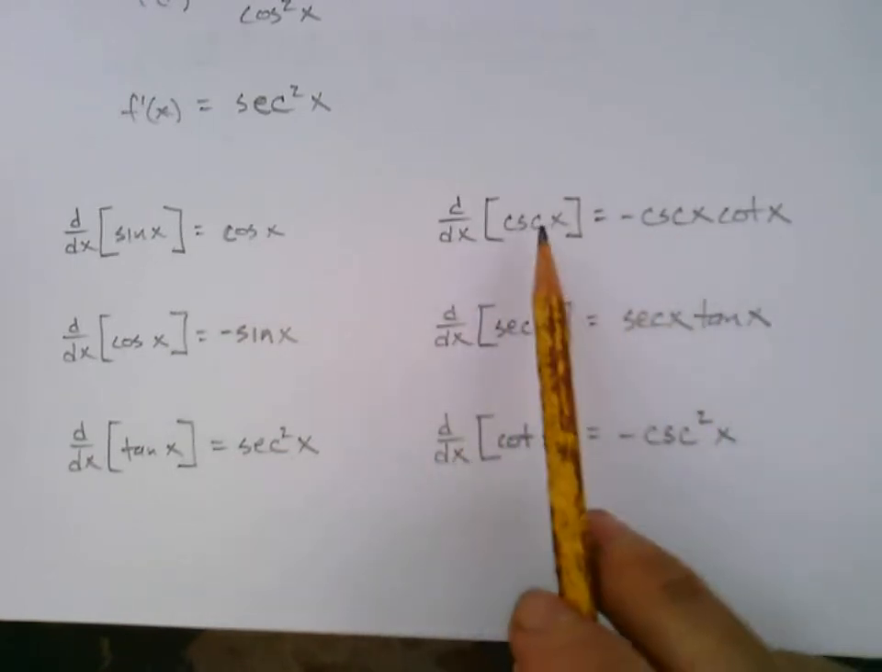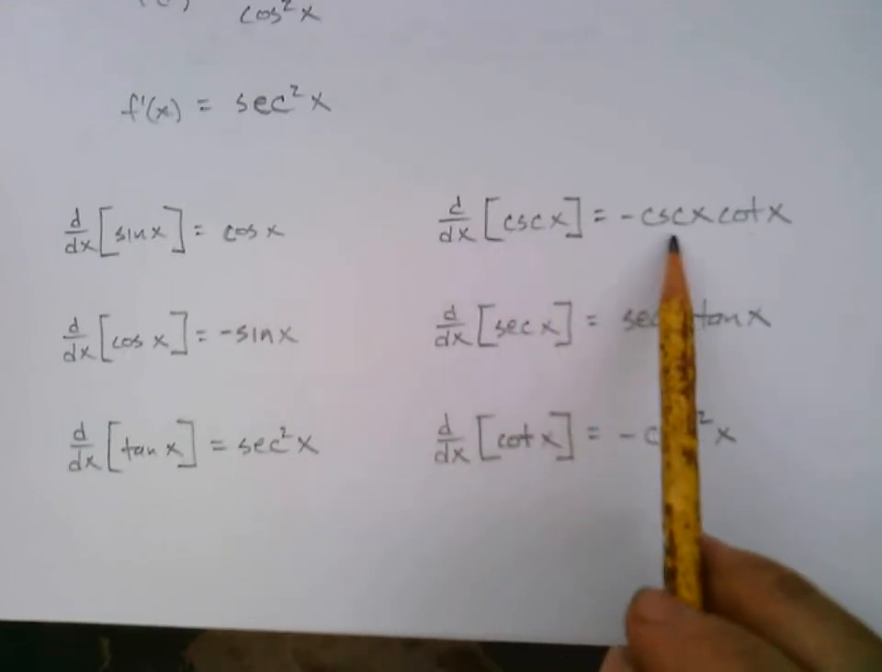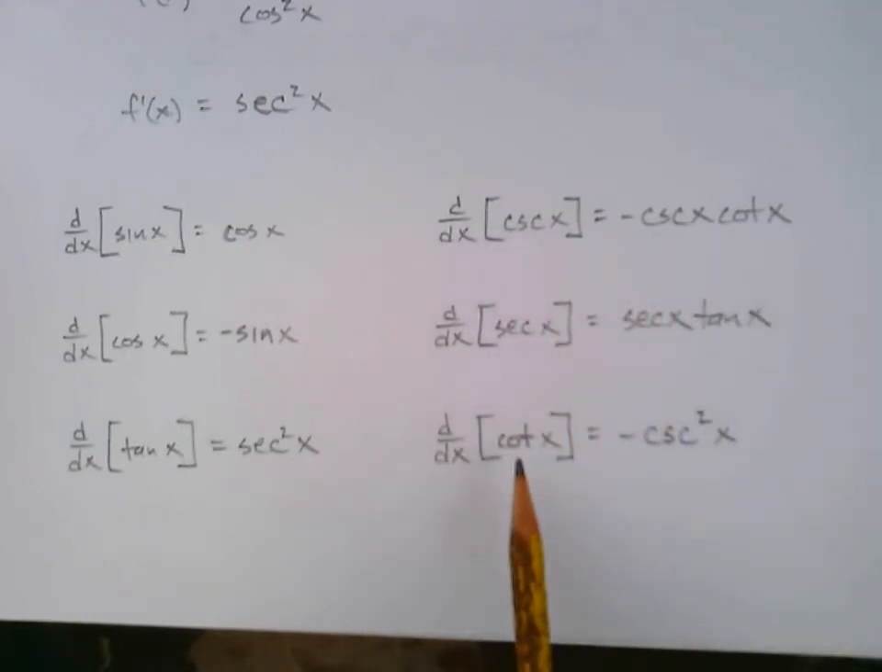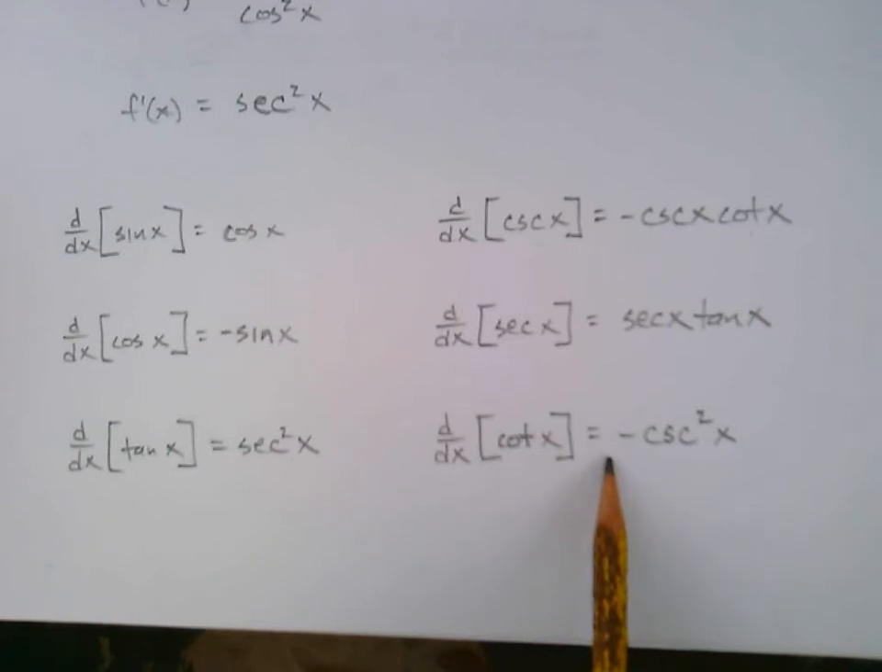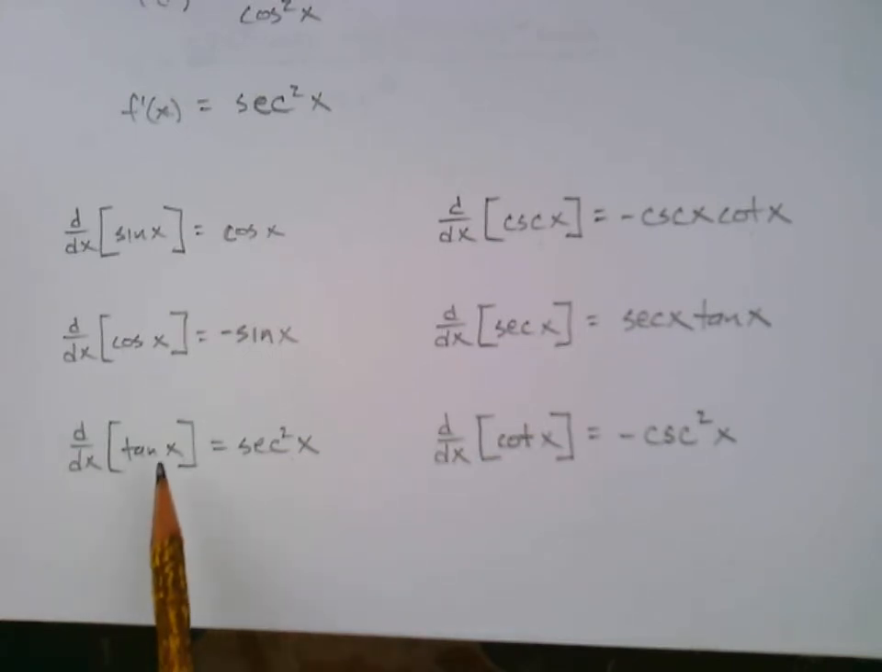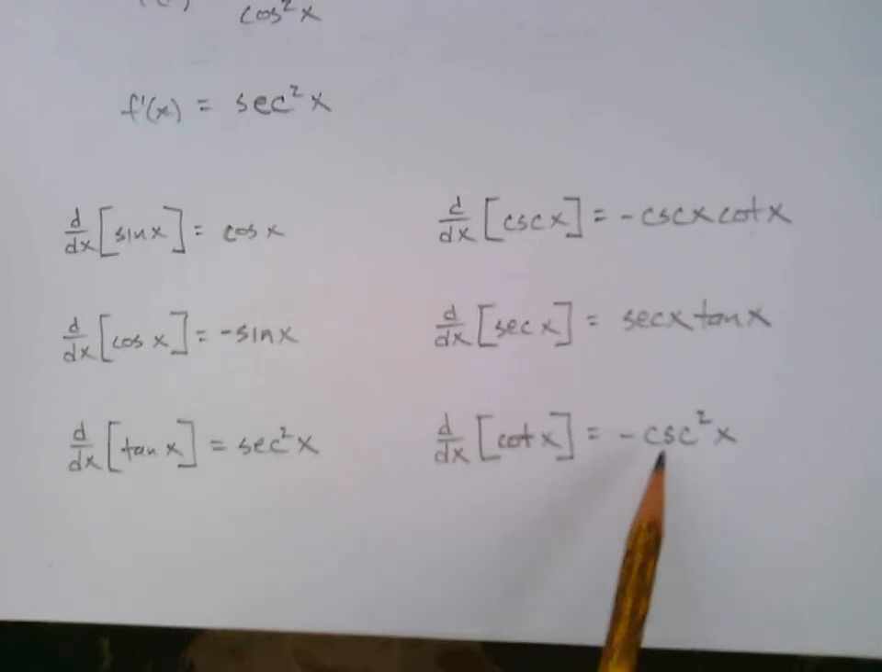Okay, and then cosecant and cotangent are friends. So we know it's co, so it's negative, and then it's got itself and its friend. And then cotangent, we know it's negative, and it's its friend squared. And then the last thing, and you maybe even see this already, the derivative of tangent is very similar to the derivative of cotangent, right?